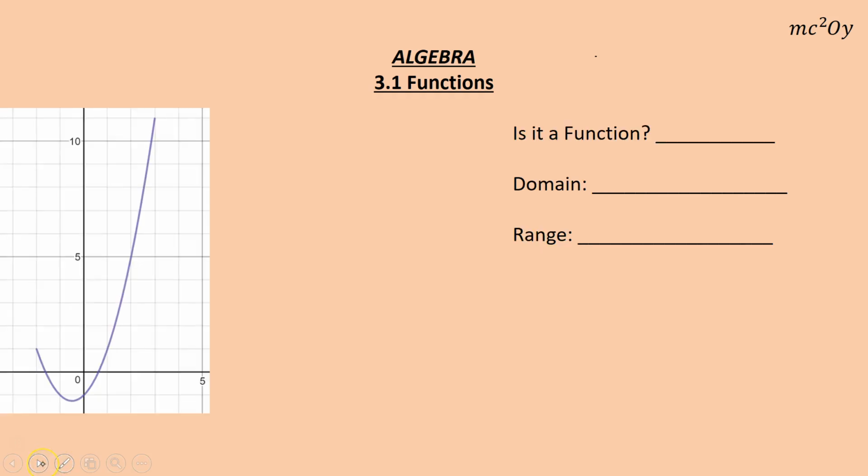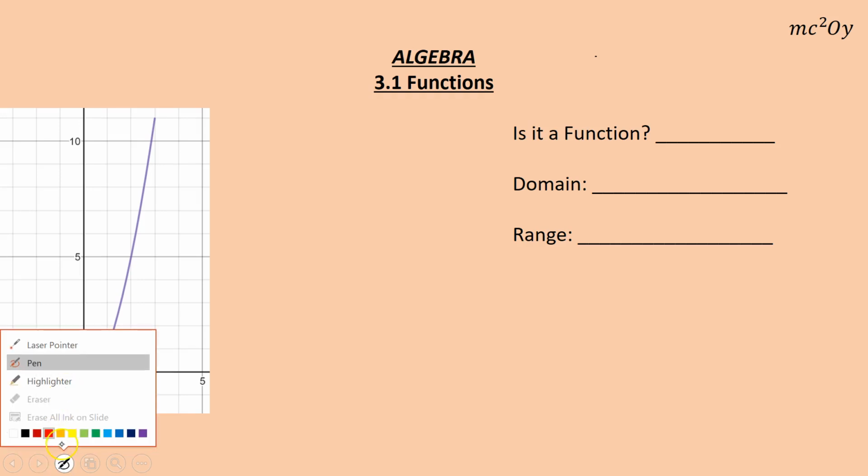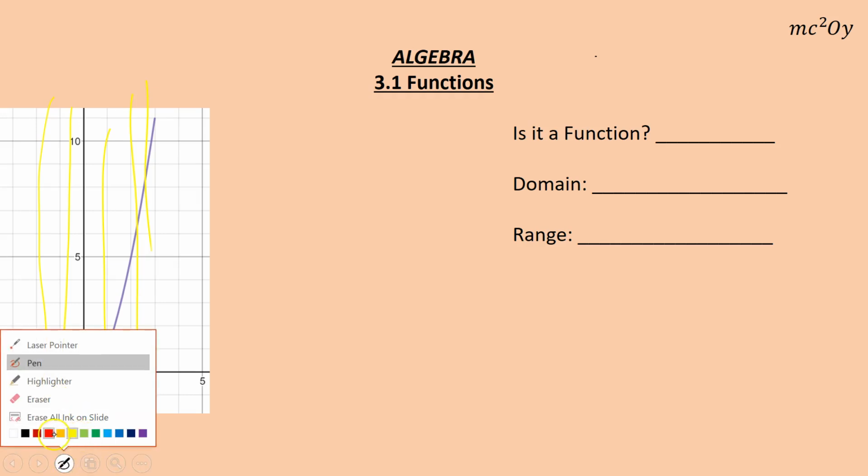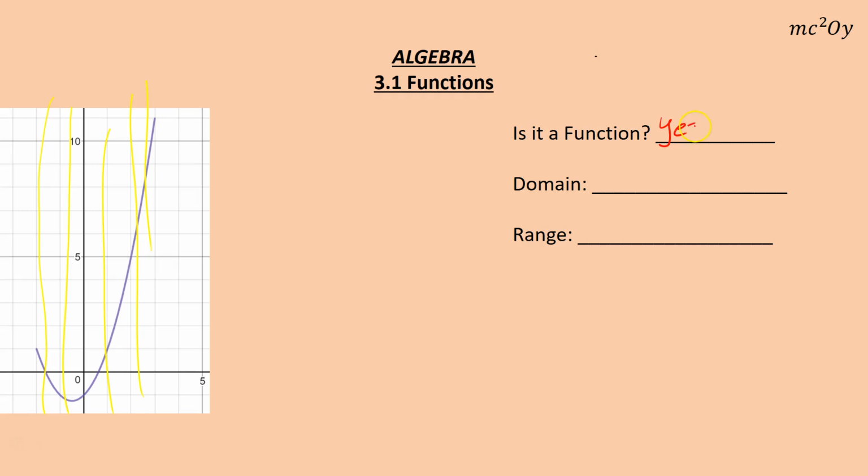All right. Let's take a look at another one. Is it a function? Well, looks like it passes the vertical line test. There's nowhere on this graph where I could draw a vertical line and hit that graph more than once. I could keep trying, but it wouldn't happen. So yes, it passes the vertical line test. So yes, it is a function.